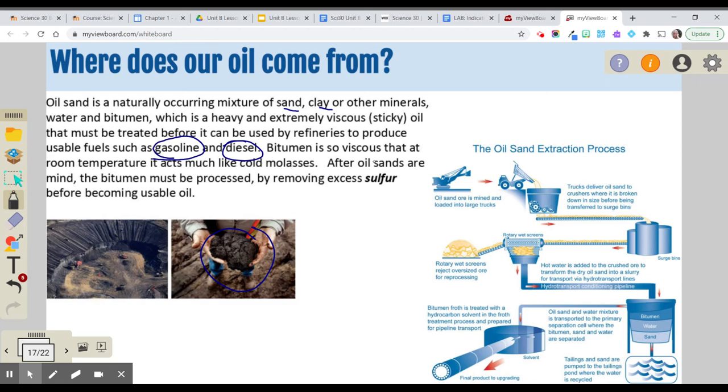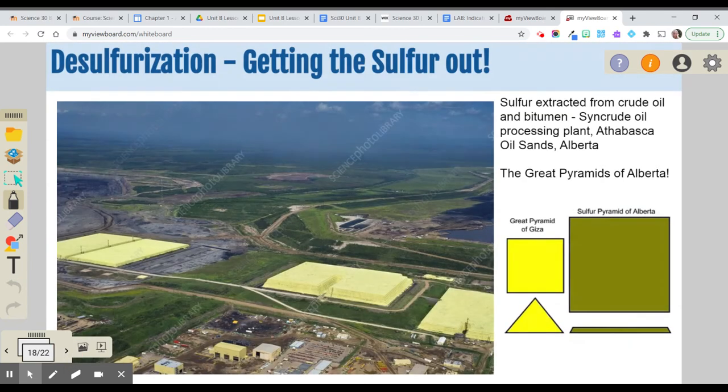Yeah, and so there's also a lot of sulfur in these oil sands. And before we start burning any of these fuels, we need to get that sulfur out. So there's quite a process, and it leads to a lot of sulfur being created. And there's these really amazing pyramids, the Great Pyramids of Alberta, that are being built right now in the Athabasca oil sands. This is at the Syncrude oil processing plant, where they're taking out sulfur, and these piles here are sulfur.